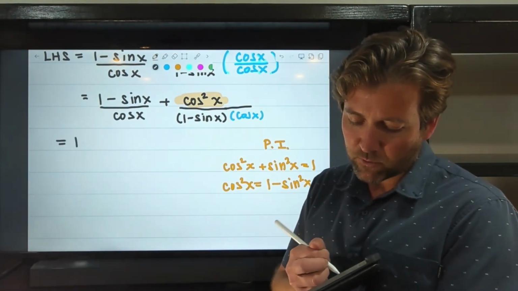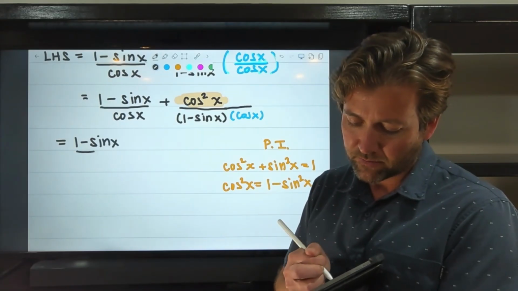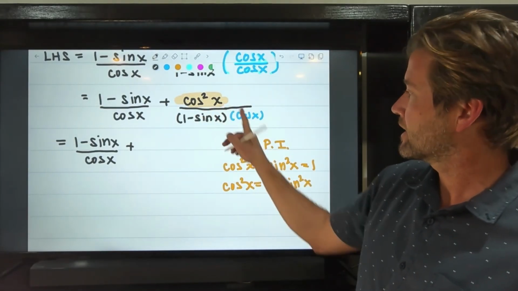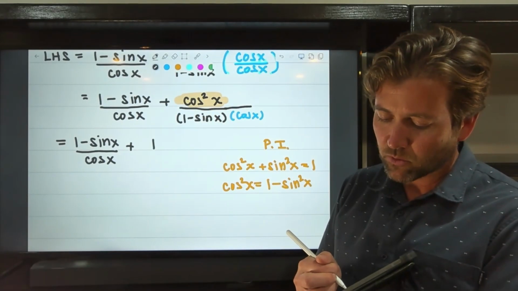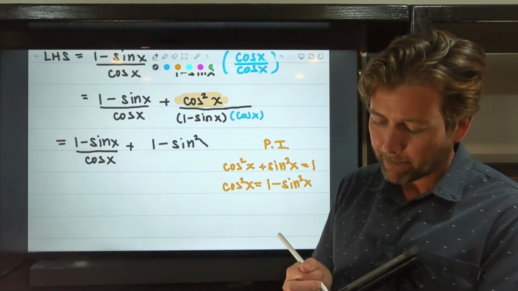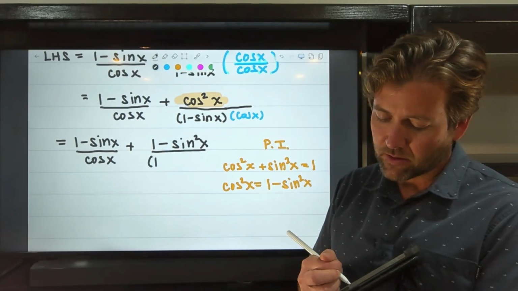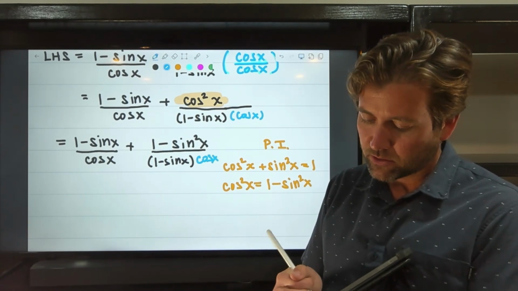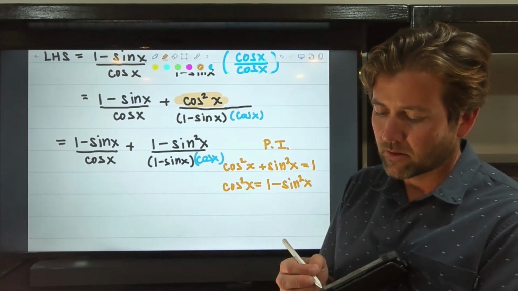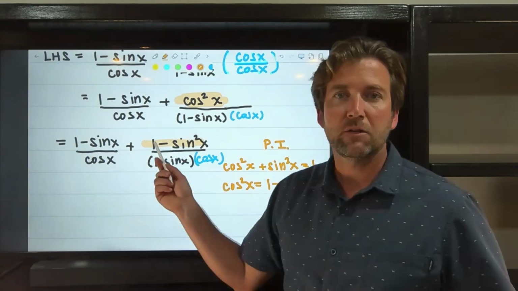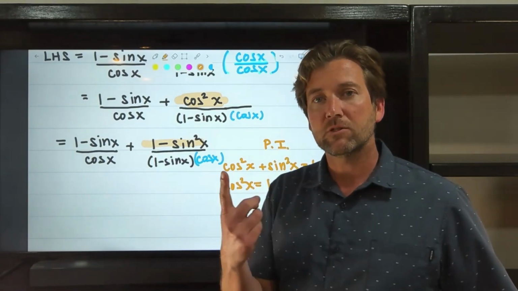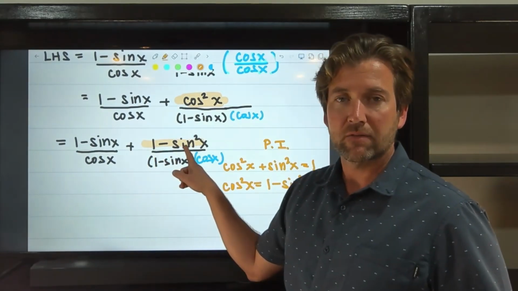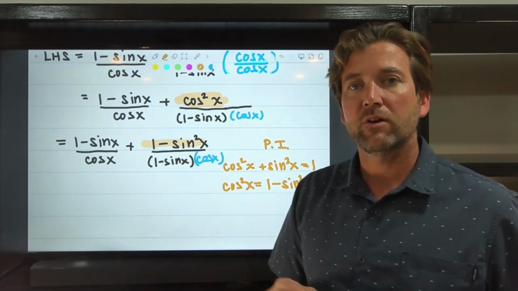So I'm going to rewrite this first term again. It's just kind of chilling here. This orange highlighted cosine squared x is equivalent to 1 minus sine squared x. And I still have this times cosine of x down here. Now when I see this, I think of three words. Difference, because of the minus sign, of squares. 1 times 1 is 1. Sine x times sine of x is sine squared x. Difference of squares factors to conjugates.